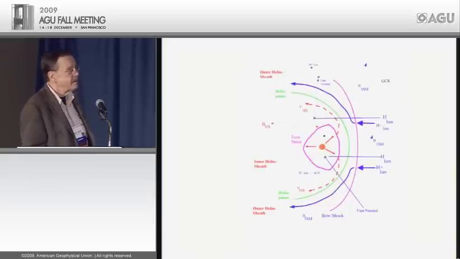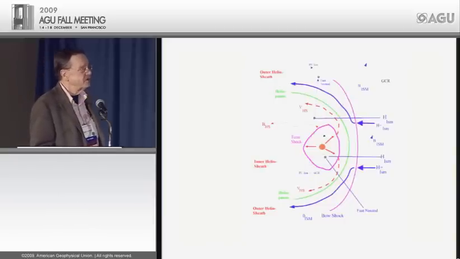Next slide. I just want to show you the complexity of this region. Please don't try to interpret it all. But this is another similar drawing to the previous simple one. We have here the contact surface. We have the solar wind flowing out. We have the termination shock. And we have the solar wind flowing beyond the termination shock being blown around behind. And we have the interstellar medium being turned around. All this plays a role in what happens to galactic cosmic rays as they come into the heliosphere.